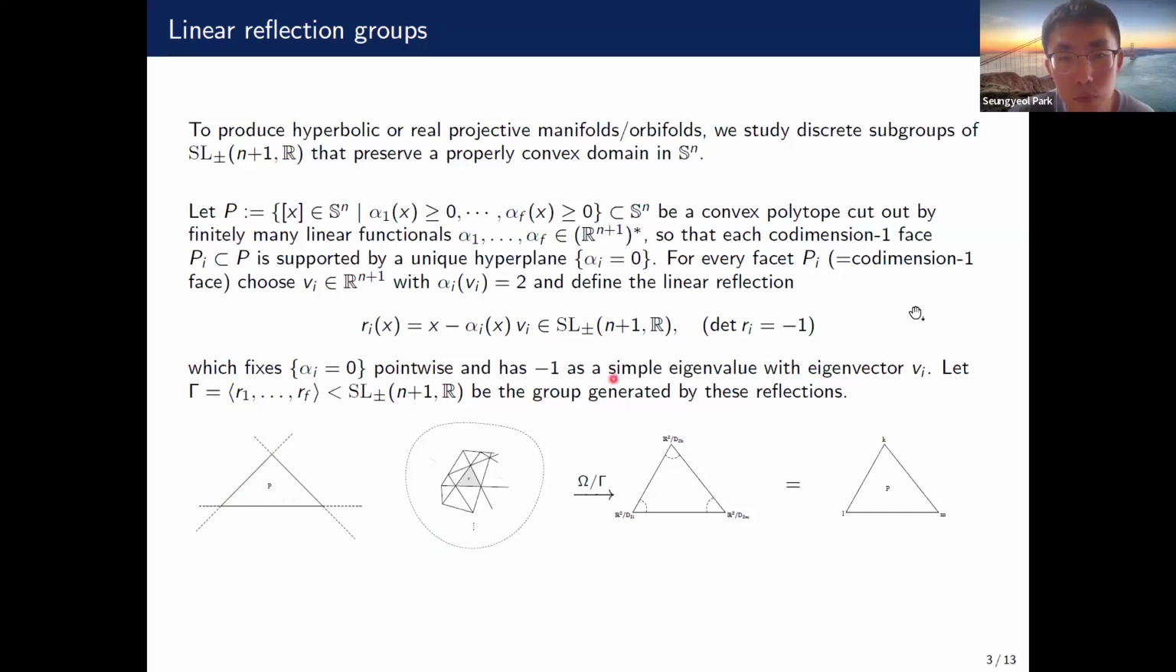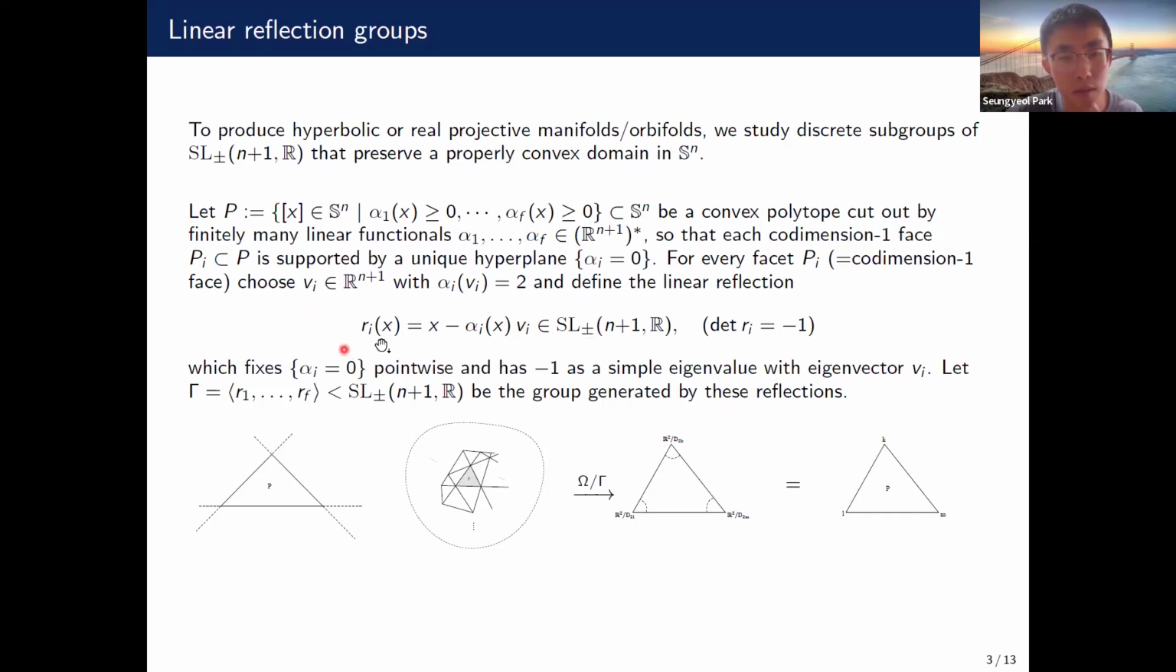And then for each facet, I mean the codimension-one face, I choose one vector, another vector inside R^{n+1}, satisfying this relation. And whenever we have this, we can think of a certain linear endomorphism of this R^{n+1} defined in this way.